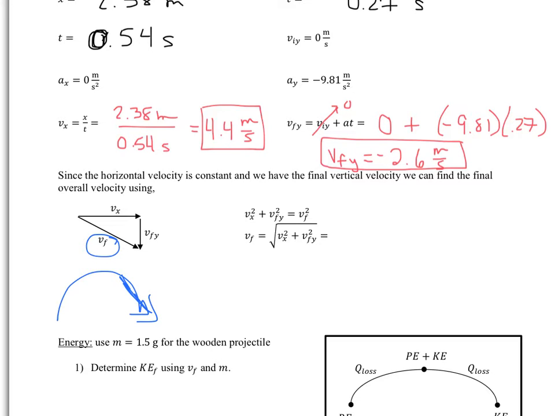So in order to find that, think about Vx as A, think about Vfy as B, and think about Vf as C. A, B, C of your triangle. Therefore, Vx squared plus Vfy squared equals the final velocity squared. So let's come up with a number for this when we solve for Vf. You're going to square both of your velocities from the last part, add them together and take the overall square root of that. So we've got the square root of 4.4 squared plus negative 2.6 squared.